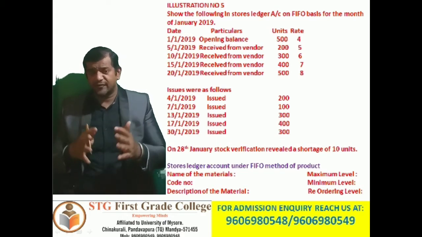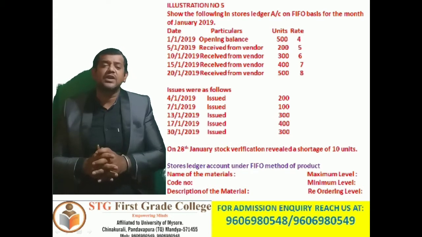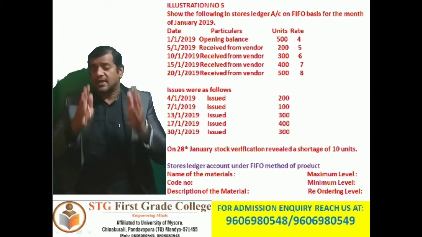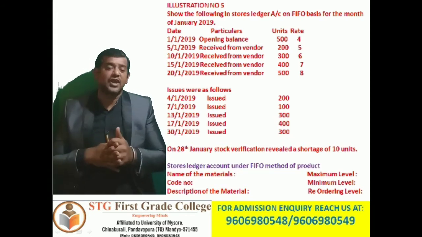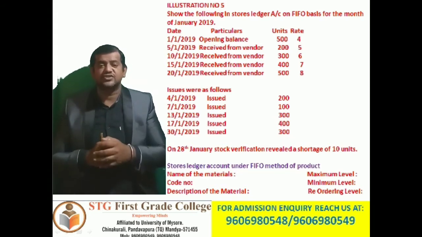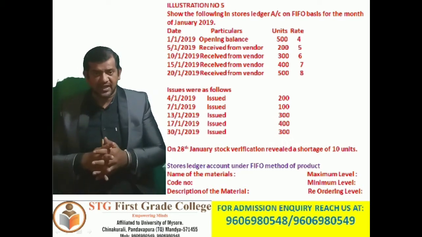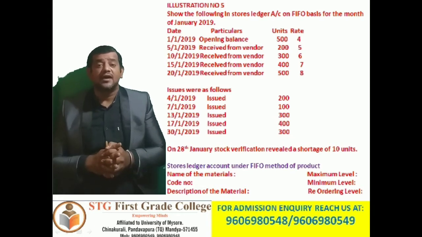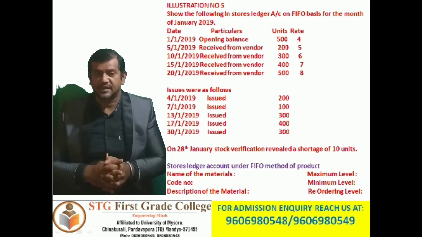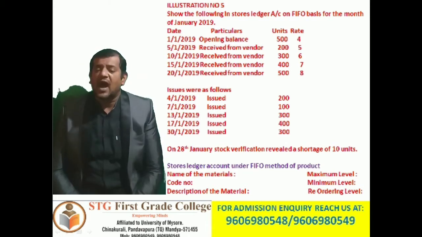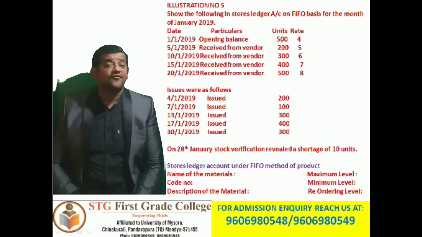So whatever information he has given as issued, that is completely what we are going to record in the issues column. Again on 28th January there is a stock verification, which revealed a shortage. When there is a shortage, obviously that should be issued. Clear? That should be shown in the issued column. Clear? So now we are supposed to prepare a store's ledger account on FIFO basis.